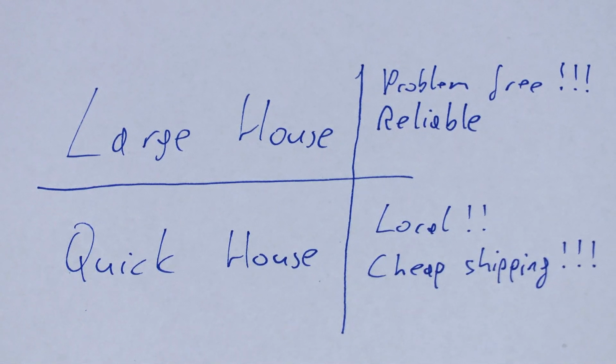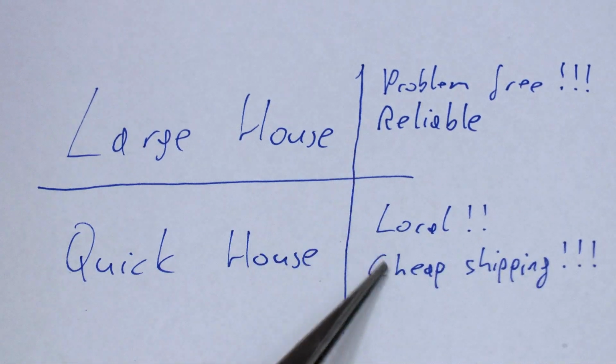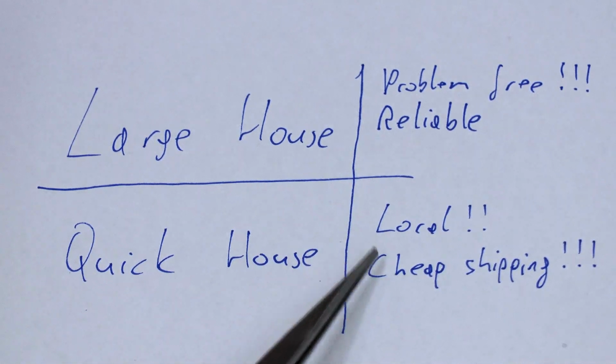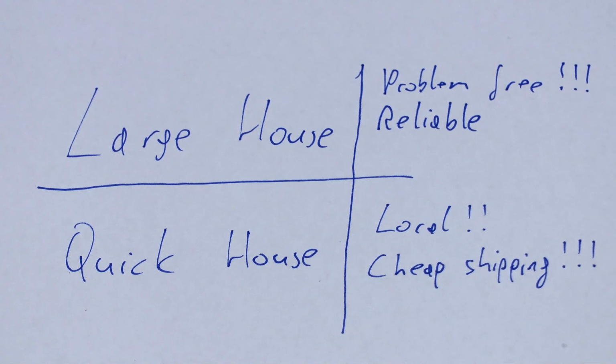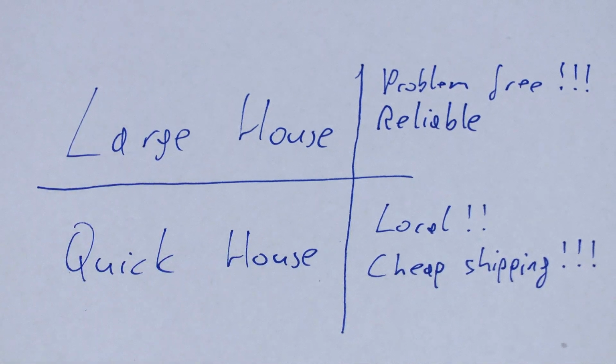And then the second thing you need is the quick house. The quick house should be a distributor which is local to you and where the shipping should be very cheap. In my case, this is TME, because even if I order just €1 worth of merchandise, they ship it for like €5 to my office. And of course, this distributor's role is when the large house doesn't have a component or when you forgot to order something, and you don't want to pay for shipping for a small order. So this guy gets the second job.